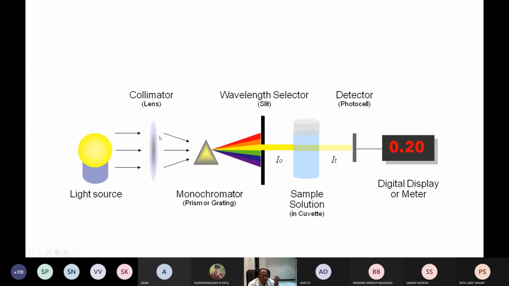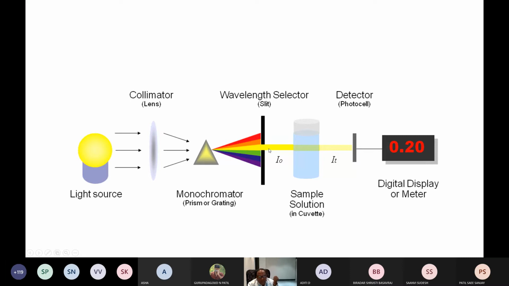From the lens, it passes to the prism. When it passes through the prism, the different colors of light will emerge. But what happens? The maximum light which can be absorbed is made to pass through a slit, a small hole-like portion. From that, it passes to the cuvette. We can call that the cuvette or the glass test tube, wherein the measurement of the solution takes place, or you are keeping the solution.